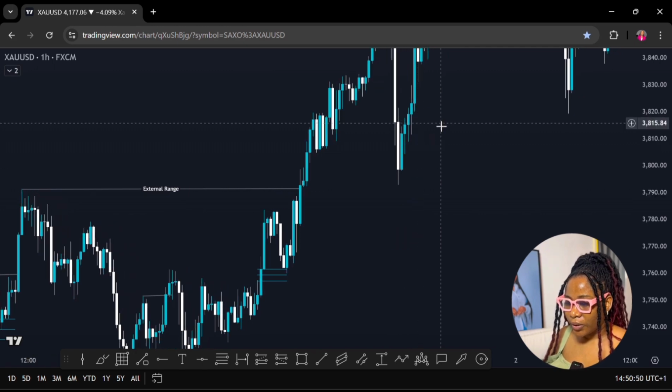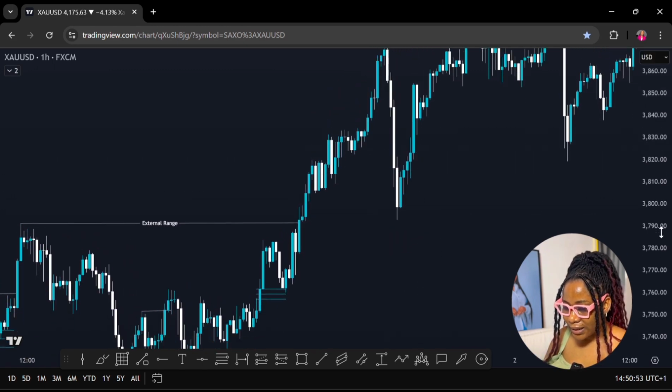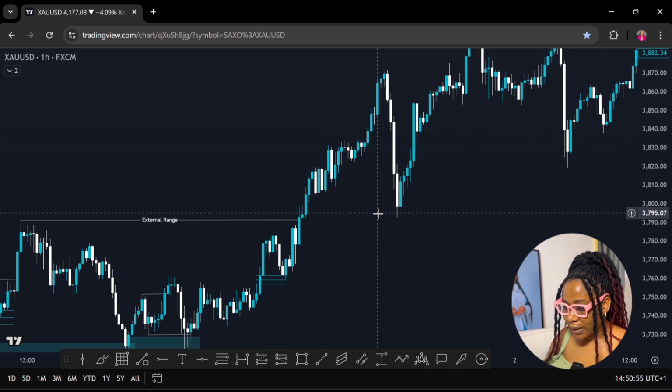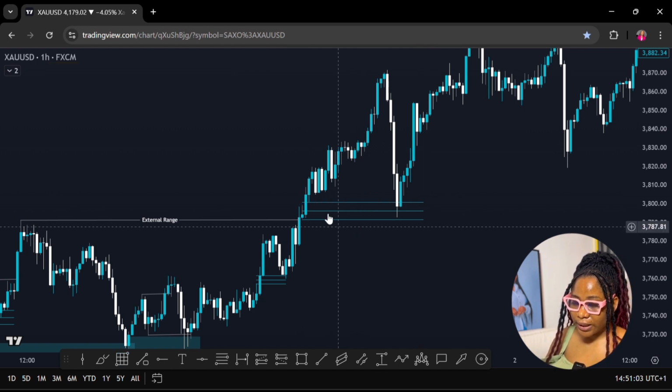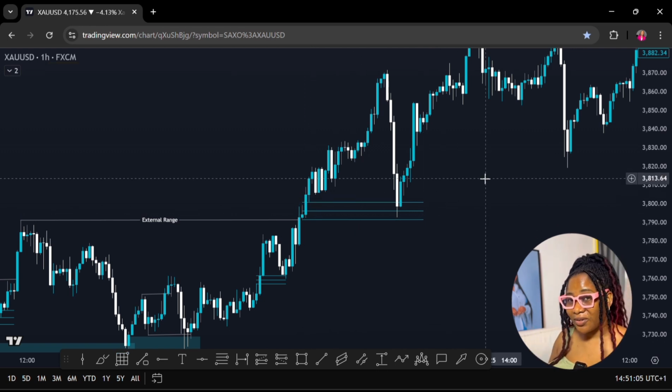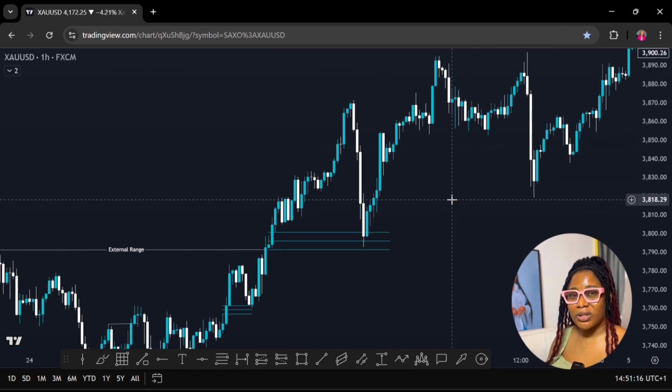Now, we got a pullback. After this external range was broken, we got a pullback into this area. If you check, I think 4 hours, all this area here have fair value gap. I trade fair value gap a lot because price seeks two things, liquidity and fair value gap. So why should I be trading what I don't know? I will trade what price seeks. So especially if you're a good trader, when you trade liquidity and imbalances, your life will be easier. Then other block happens once in a while.